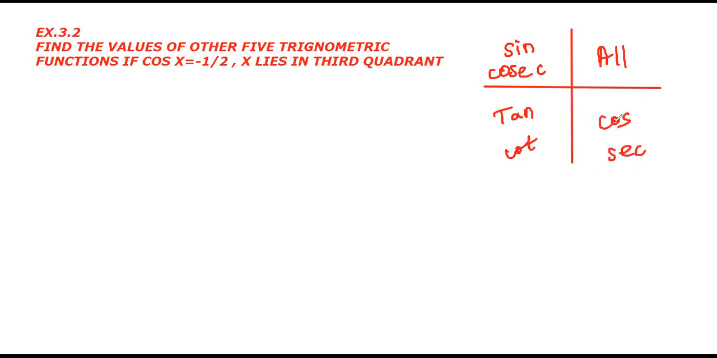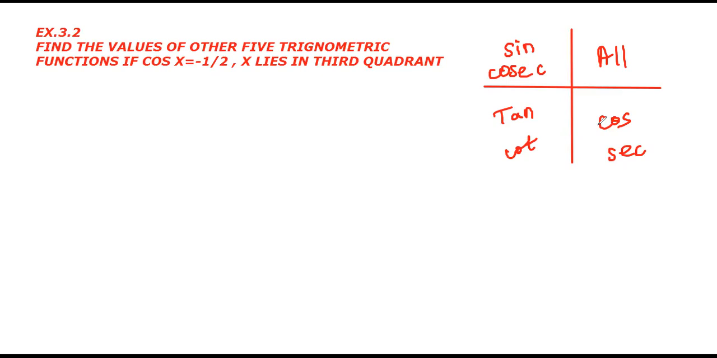So if you look at the question, they said cos x is equal to negative 1 by 2, and they're saying that x lies in the third quadrant. Of course, because in the third quadrant, only tan and cot are positive. The others will be negative. They're asking about the other 5 trigonometric ratios. They gave you the cos value, which means you need to find sin x, tan x, cosecant x, secant x, and cot x.